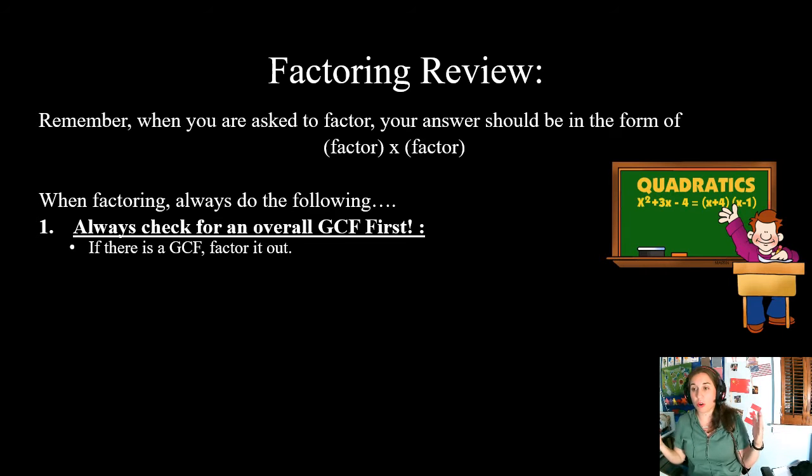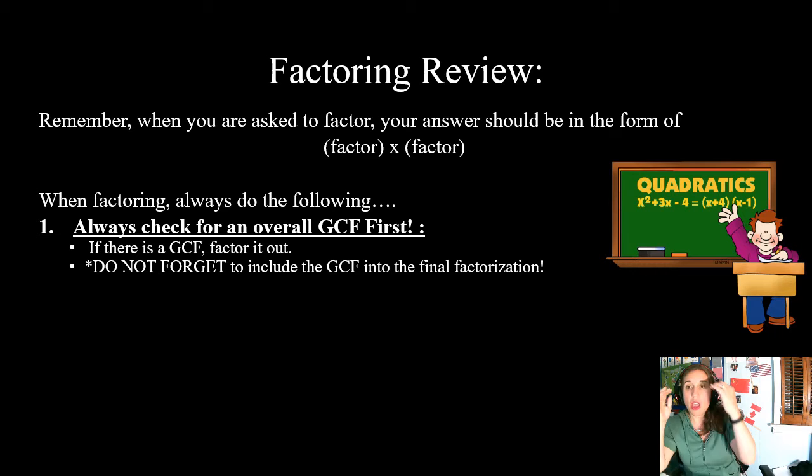So you always look for an overall GCF first before you do factor by grouping or the AC method. The first question you should always ask yourself when you're being asked to factor is, is there an overall GCF? And if there is, you factor it out. Now, this is so big. Most people will do that first step. They'll factor out their overall GCF, and then they'll use either factor by grouping, the AC method, or difference of squares, which we'll talk about in our next lecture, to factor the rest of the polynomial. They'll get their answer and forget about that GCF that they factored out at the beginning.